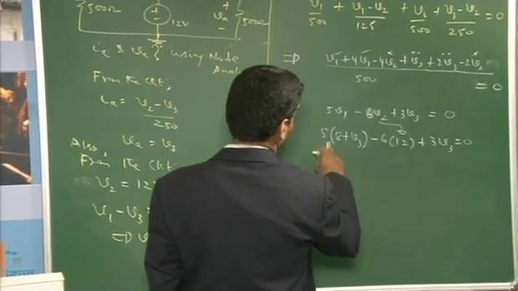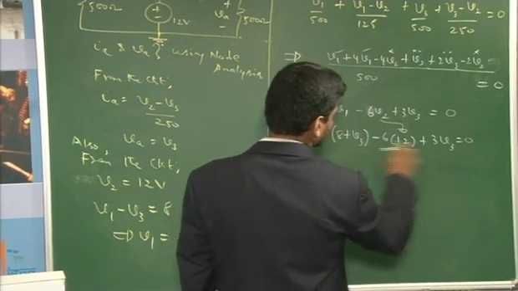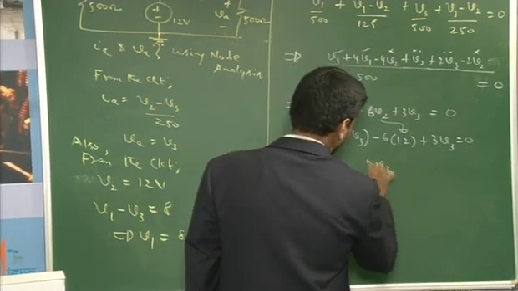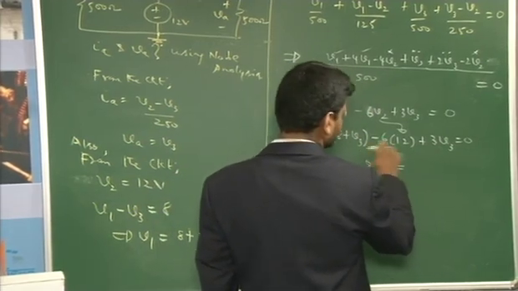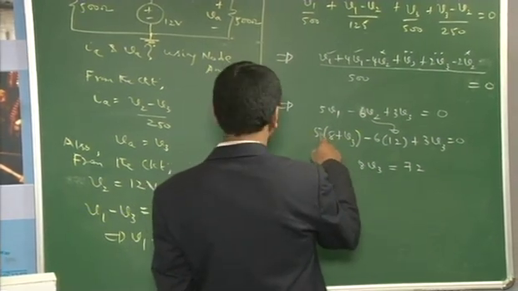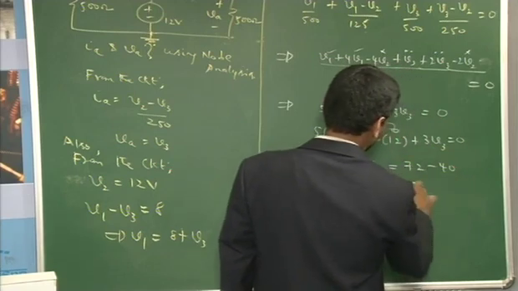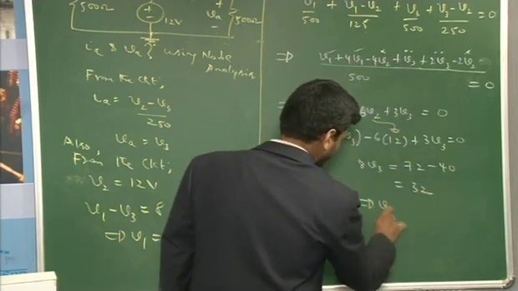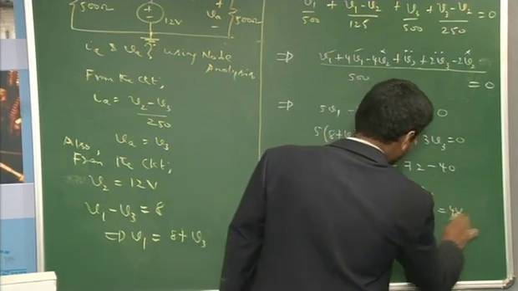Now you have everything in terms of V3. 5 V3 plus 3 V3, 8 V3, and the constants: minus 6 into 12, 72, minus 72 goes to the right hand side, becomes plus 72. 5 into 8, 40, goes to the right hand side, becomes minus 40. So 32. So this implies V3 is equal to 32 by 8, which is 4 volts.